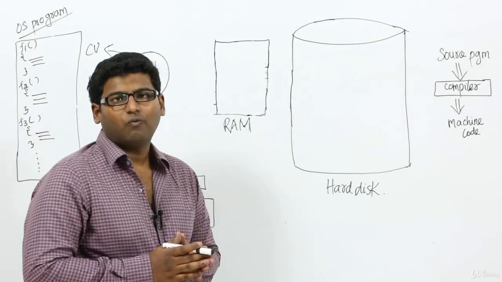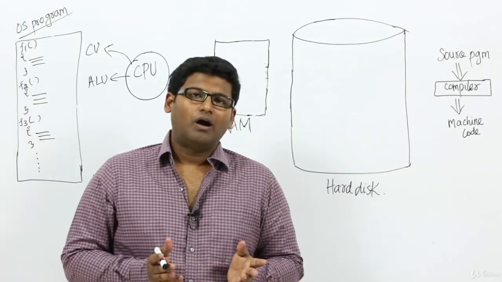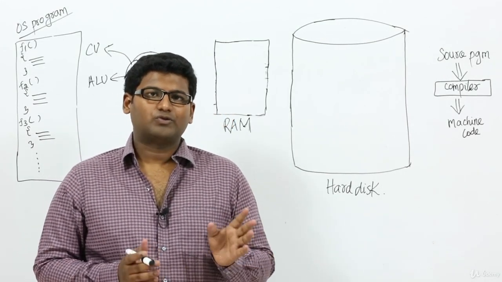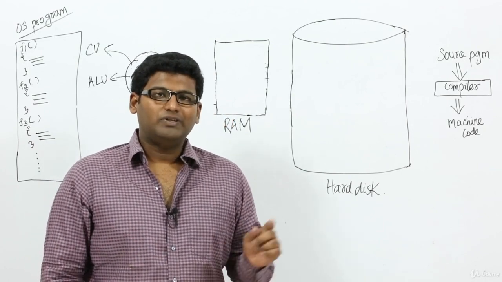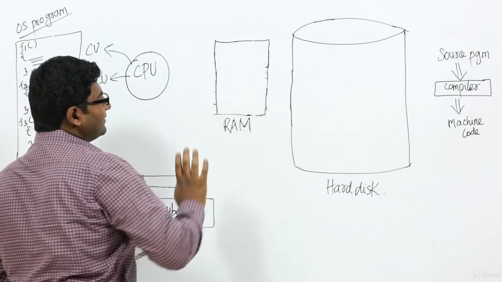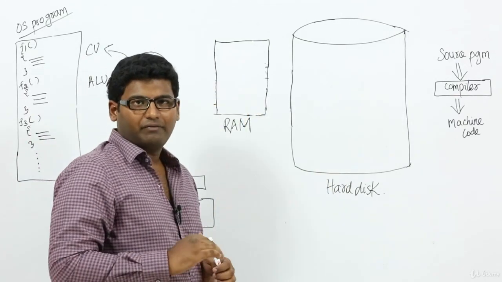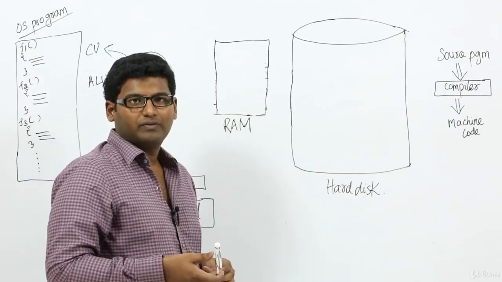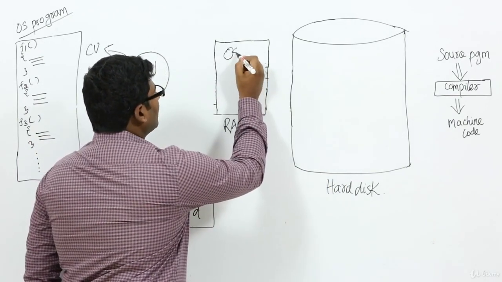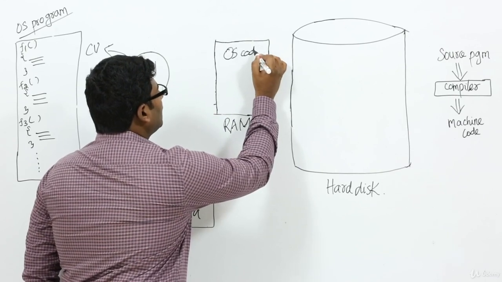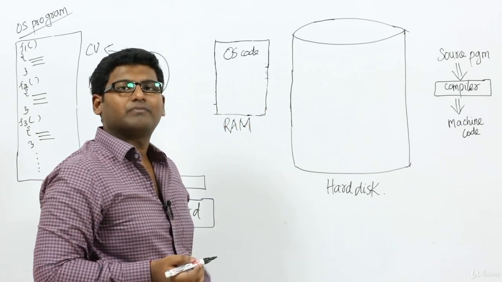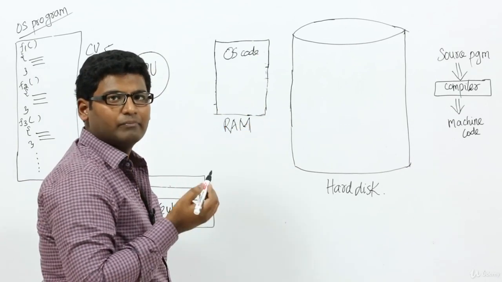So far we have seen what an operating system is. An operating system is nothing but a program which is going to act as a resource manager. Now this operating system program will always be present inside the RAM, which means whenever we switch on the computer, this operating system program will be loaded inside the RAM. This code will be loaded inside the RAM, and this program will be in the RAM forever. It will always be present inside the RAM.